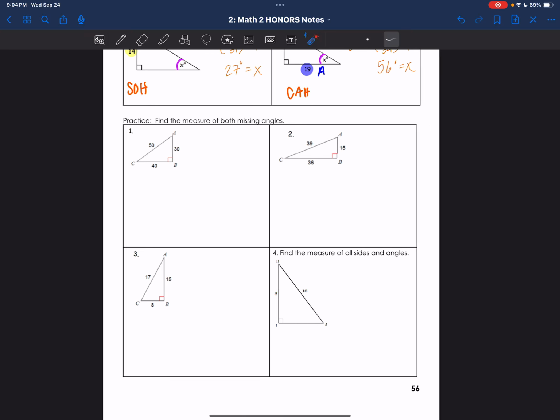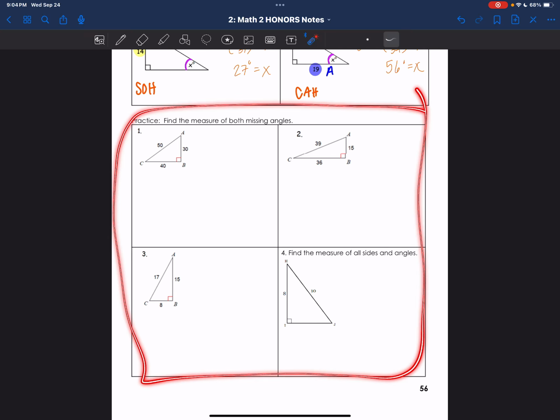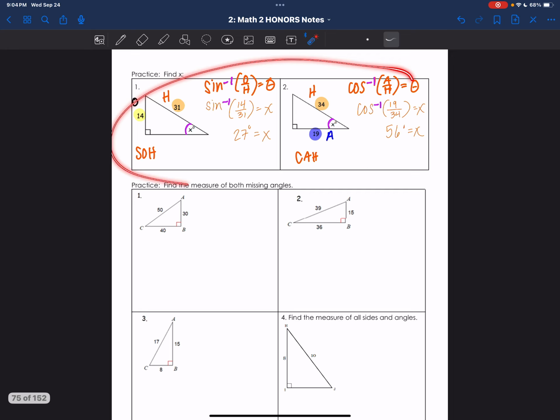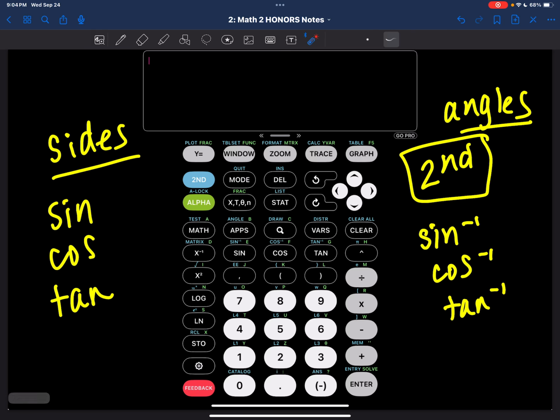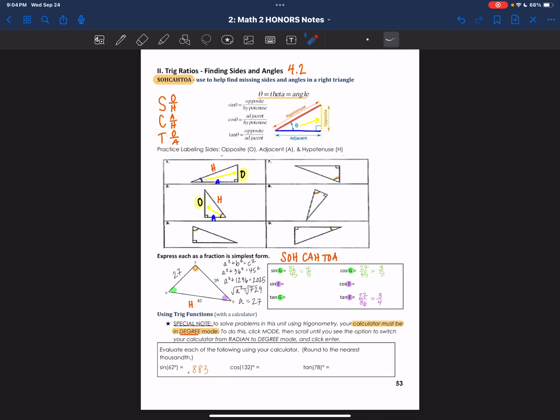All right, so what I want you to do is go through and find those using these as examples. And then that is your trig ratios.